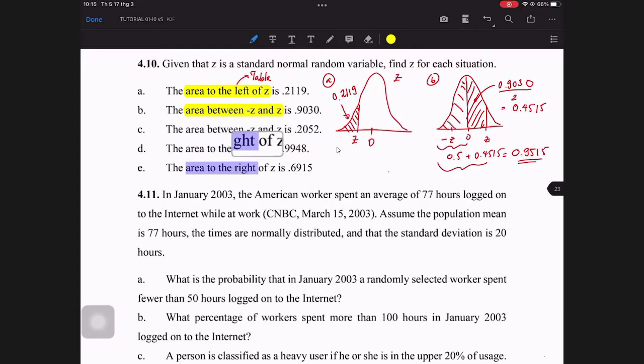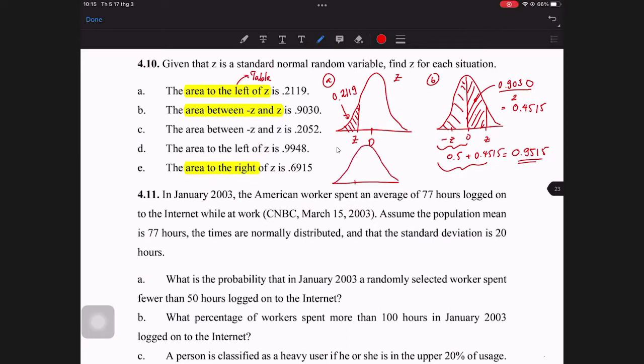Now, as for the area to the right here, this is 0, this is Z, and the area to the right here is 0.6915. And we know that the whole area here is 1. So we can easily find the area to the left here, which is equal to 1 minus 0.6915. And this will be equal to 0.3085. Okay, this value here.